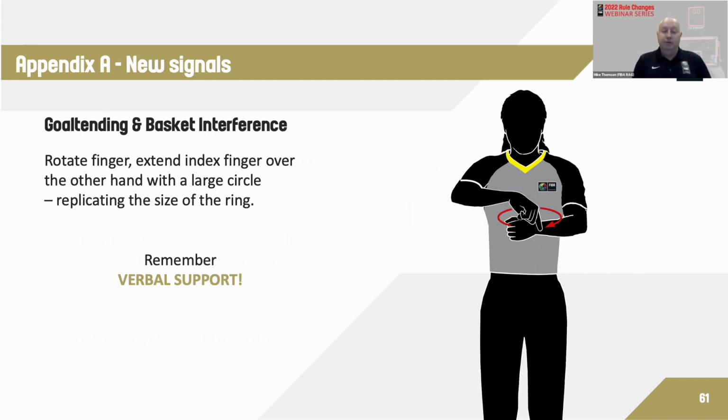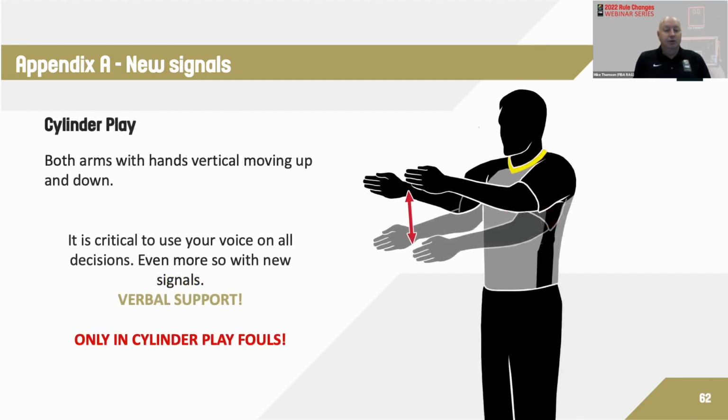Our critical piece, and we say this with everything we do on the game, is remember verbal support. With all of our decisions and all of our signals, we use our voice and we express what happened on the play. Verbal support is critical on all of our signals, and particularly the 2 new signals we introduced, goaltending and basket interference, and our new signal for the cylinder play.